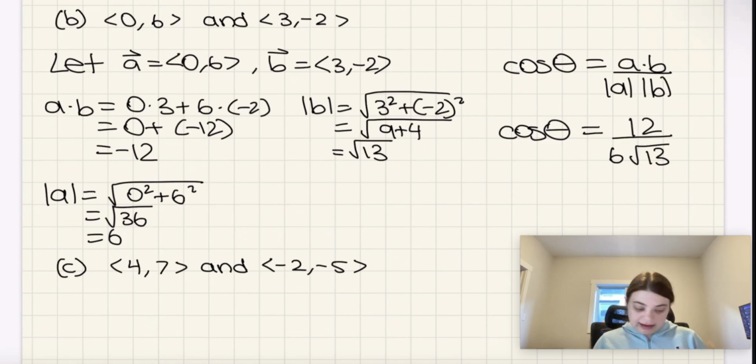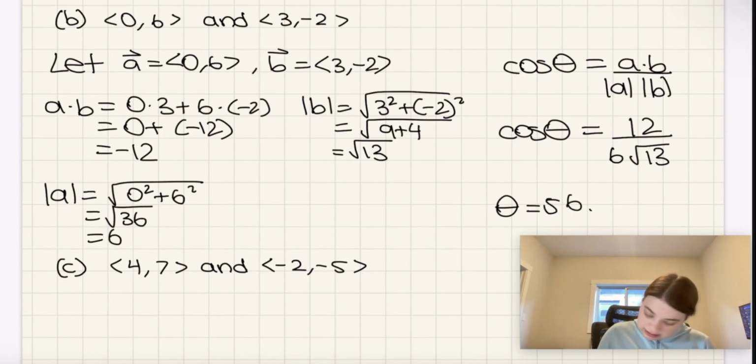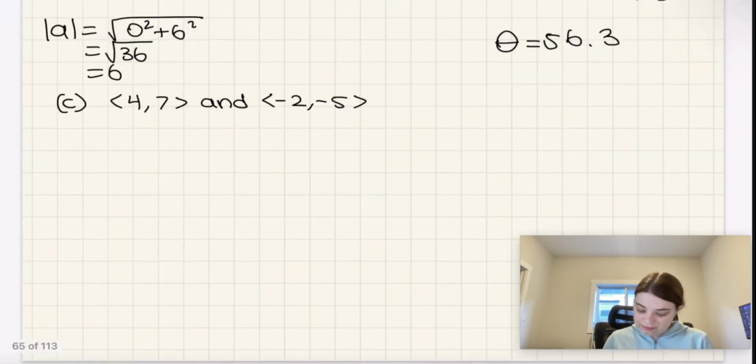So now if I grab my calculator and I type in the inverse of cosine of -12 over 6 times the square root of 13, I get 56.3 approximately if we round to 1 decimal place. Awesome. Okay, and let's do one last one. Same kind of idea though.